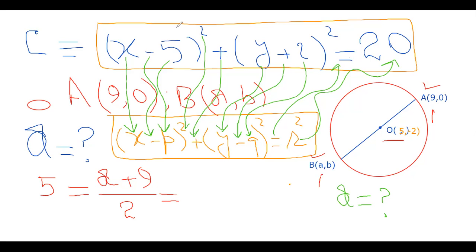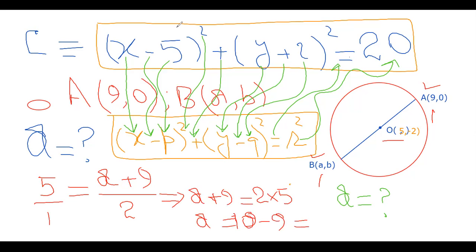Now in this way, what are we getting? We are cross multiplying. So A plus 9 is equal to 2 into 5. Okay, so A is equal to 10 minus 9. Ten minus 9 is 1. So A is equal to 1. So this was the solution of this question.